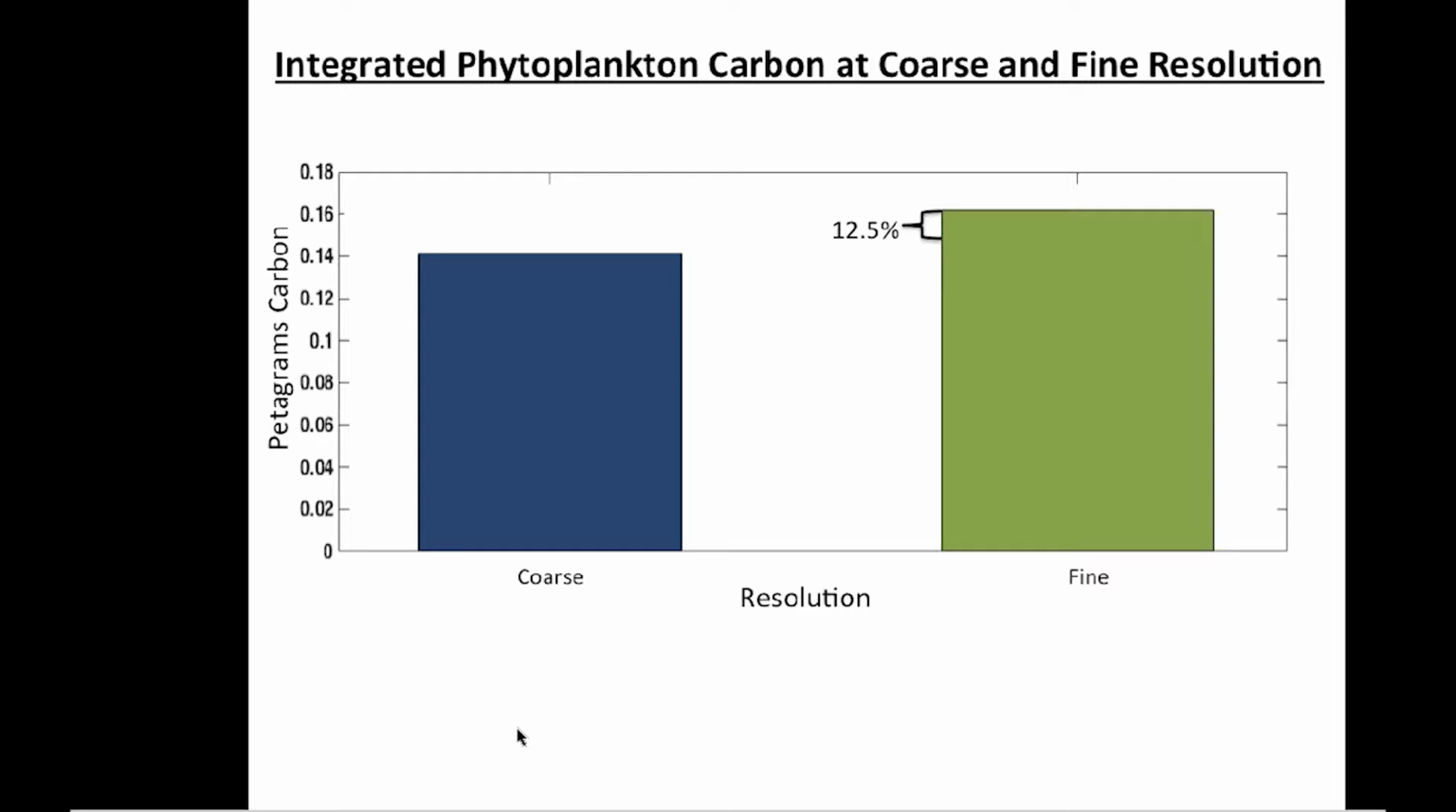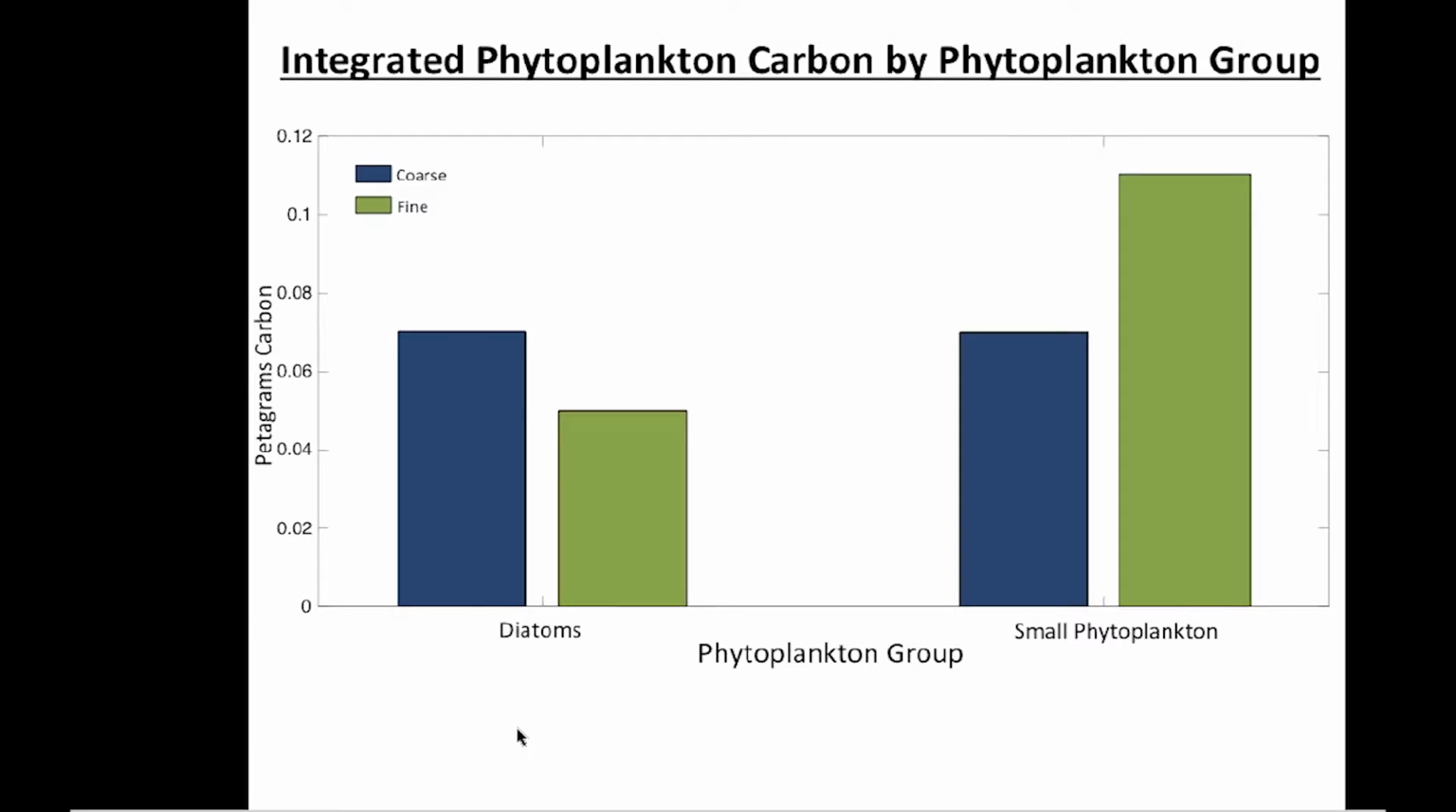So then we wanted to see how this varied over our phytoplankton groups. So we split up these resolutions into the 2 respective groups, with your x-axis, the phytoplankton group, so diatoms on your left and small phytoplankton on your right, and again on your y-axis, petagrams of carbon. And we found that the coarse resolution was simulating 28.6% more diatoms than the fine resolution, and that the fine resolution was simulating 36.4% more small phytoplankton than diatoms.